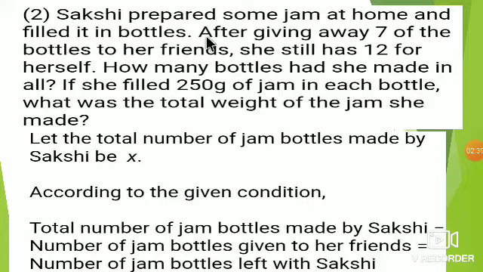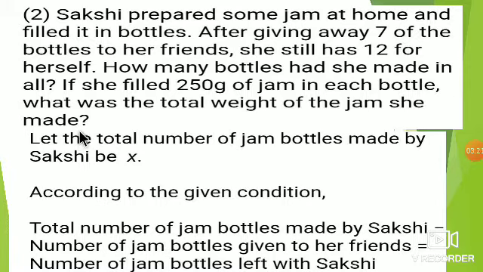Second example: Sakshi prepared some jam at home and filled it in bottles. Again, the word some is used here; actually how much is not mentioned. After giving away 7 of the bottles to her friends, she still has 12 for herself. How many bottles had she made in all? If she filled 250 gram of jam in each bottle, what was the total weight of the jam she made?